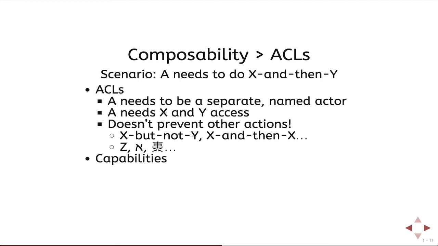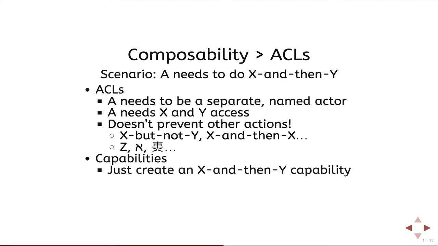On the other hand, you have capabilities where you can actually say, I want a capability that only lets them do X and then Y. And it does not let them do X, it does not let them do Y, it does not let them do X but not Y. It only lets them do X and then Y, and that is the only thing you can do with that capability. And you can even do that, and this is where composability comes in, using existing X and Y capabilities. So if I have these fairly powerful capabilities, then it's very easy for me to create sub parts of it that I can then delegate to other people securely.